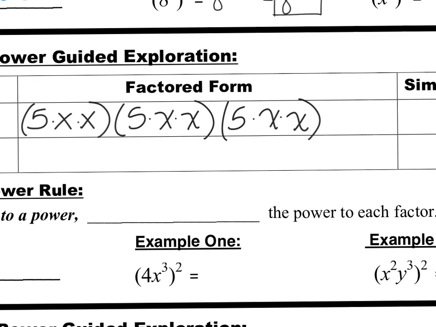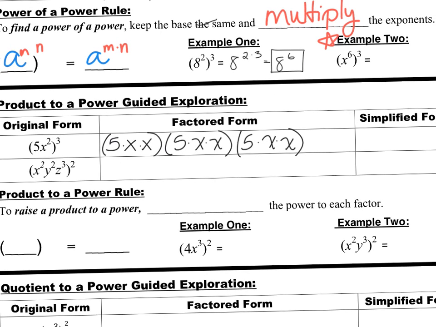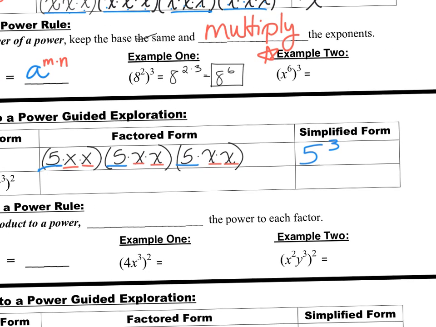And in simplified form, let's see, I have 5 3 times, so that would be 5 cubed, and then I have how many x's? 1, 2, 3, 4, 5, 6 x's. So that would give me x to the 6th power.